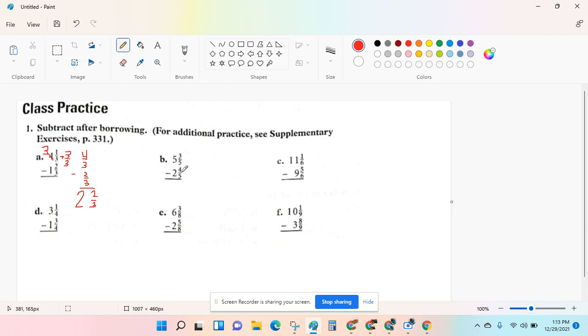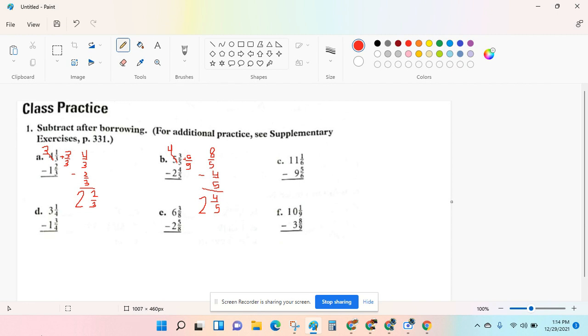So this time we know that 3 can't take away 4, so we're going to borrow. We're going to make this a 4, and then we're going to add in, this time we've got fifths, so we're going to add in 5/5. And 3 plus 5 gives us 8. So now we have 8/5. And we're going to take away our 4/5 here over on the side. And then 8 take away 4 is 4, so we're left with 4/5 as our fraction part of it. And then we can make over here 4 take away 2, we've got 2.